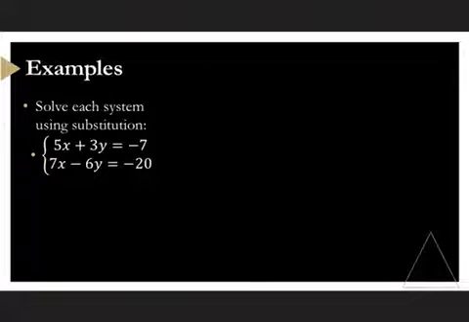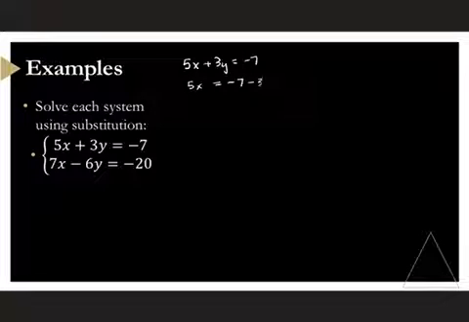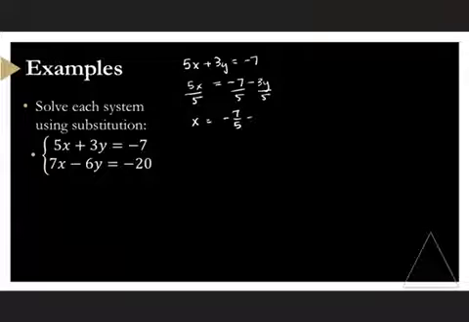Okay, let's use substitution here. It gets a little trickier, but we can do it. So let's say 5x plus 3y equals negative 7. I'm going to solve for x for no particular reason. So 5x is negative 7 minus 3y. We divide by 5. So x equals negative 7/5 minus 3/5 y. Now I'm going to take that and plug it in over here.